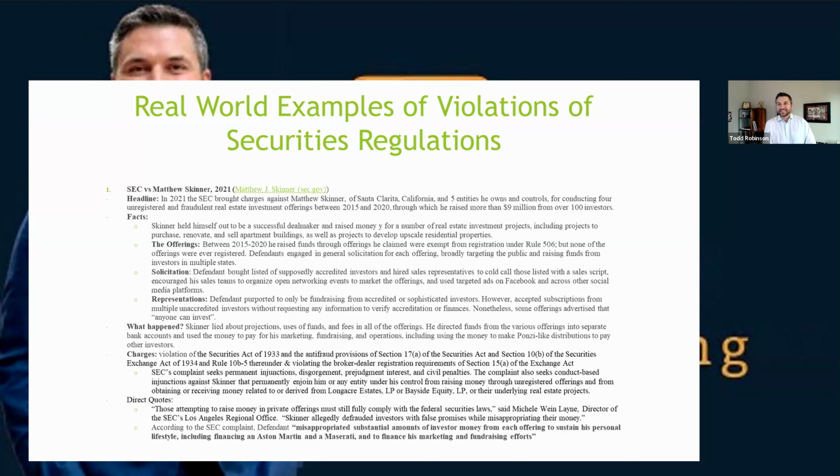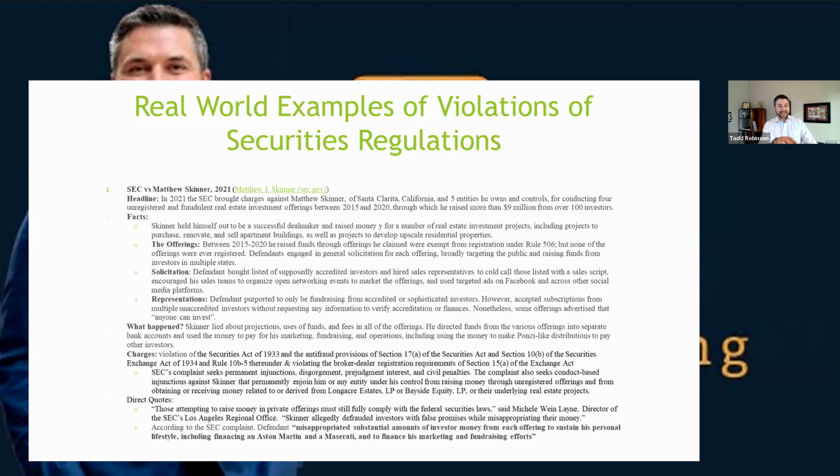This is not meant to scare anybody, but I came across this slide on another presentation, and it's real world examples of securities violations. If you Google any of these sponsors, you'll see the kind of stuff they were doing. Matthew Skinner, this is a 2021 case. What is that, 3 years ago? These are outright blatant violations. Anyone involved in my program, or that I represent or work with as a coach or a lawyer, I'm not going to work with them if I find them doing this.